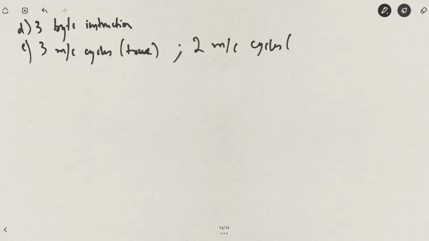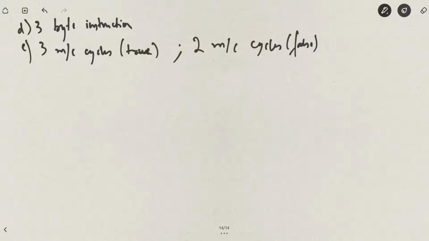It has again 3 machine cycles if the condition is true. In case of false, there will be only 2 machine cycles. As I said to you, in the second machine cycle only, in the first memory read machine cycle only, the condition is checked. The condition will determine whether it is true or false. So if it is false, we do not need to move on to the third machine cycle.